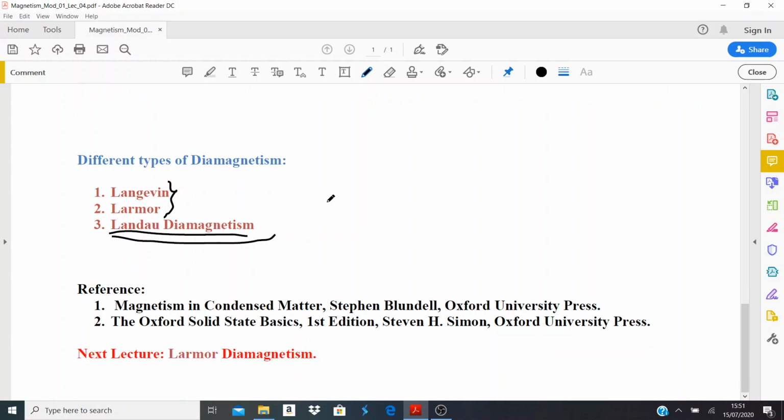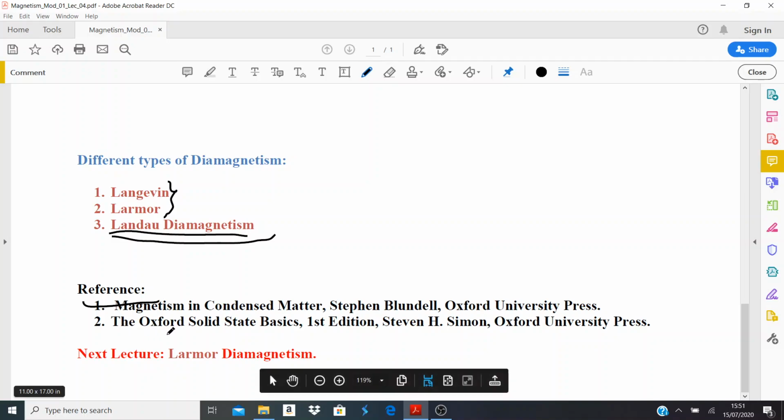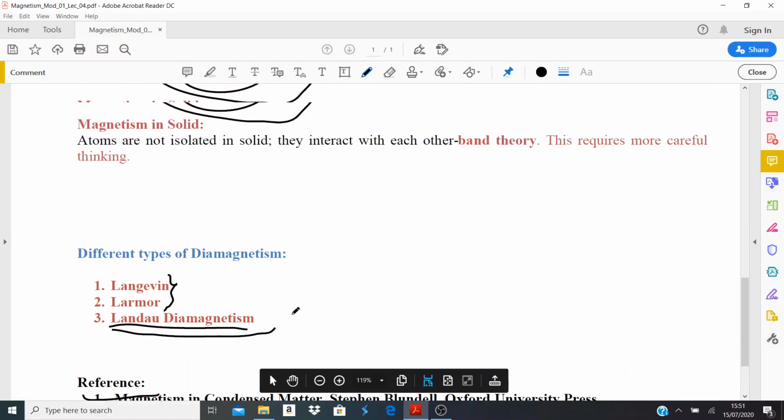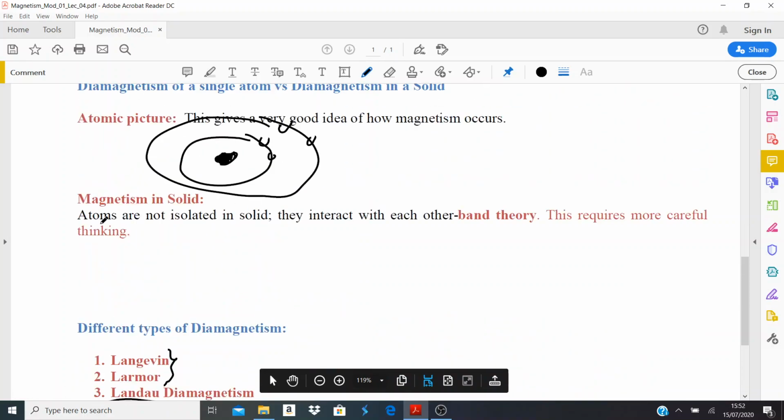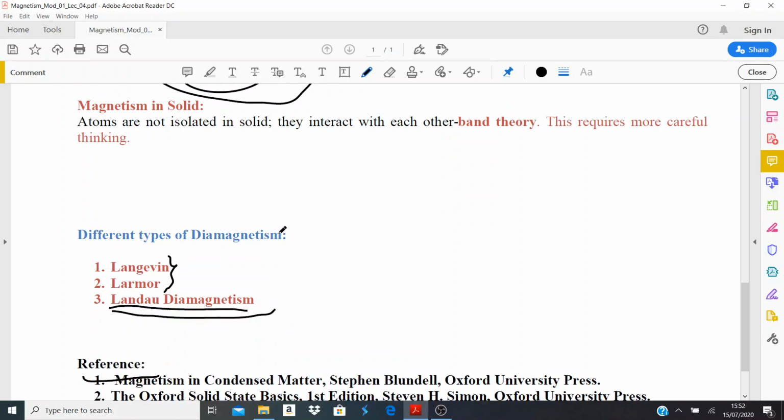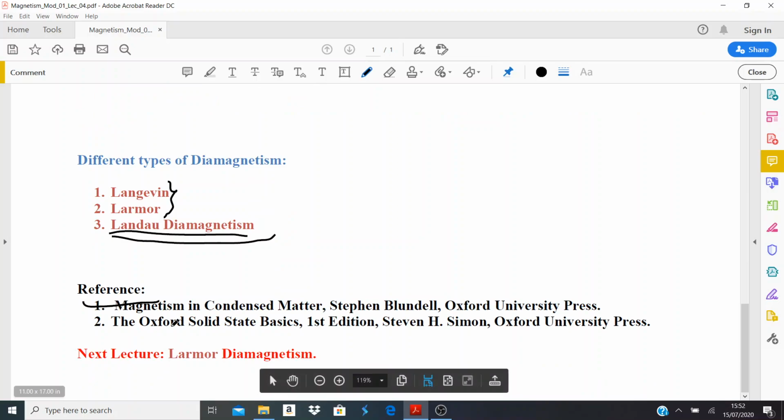And also, before I end, I want to give you some reading. This is the standard text that I've been quoting for the last few lectures, and also for a basic understanding of why atomic magnetism and magnetism in a solid are different, you should look at this book by Professor Stephen Simon from Oxford University Press.